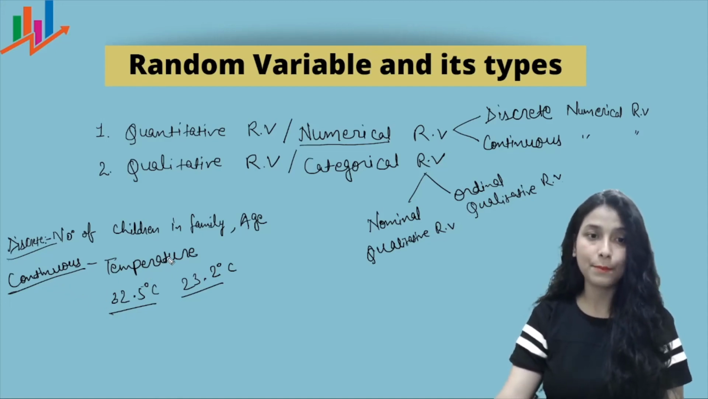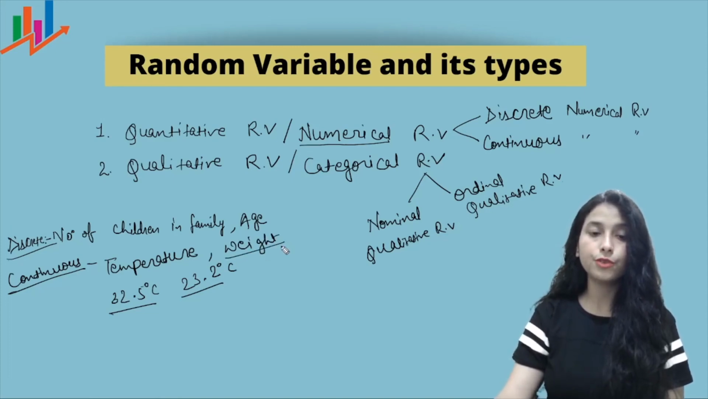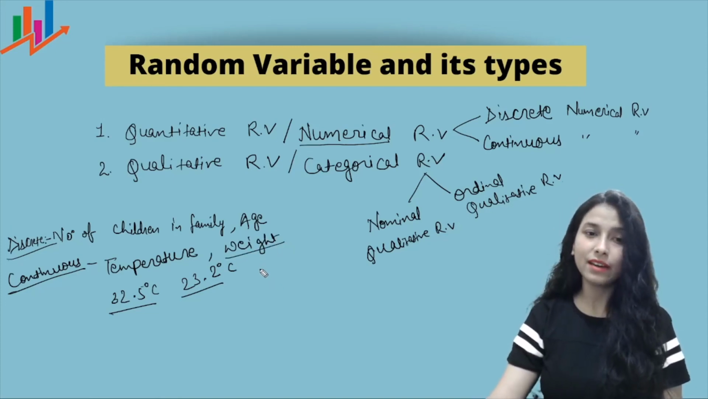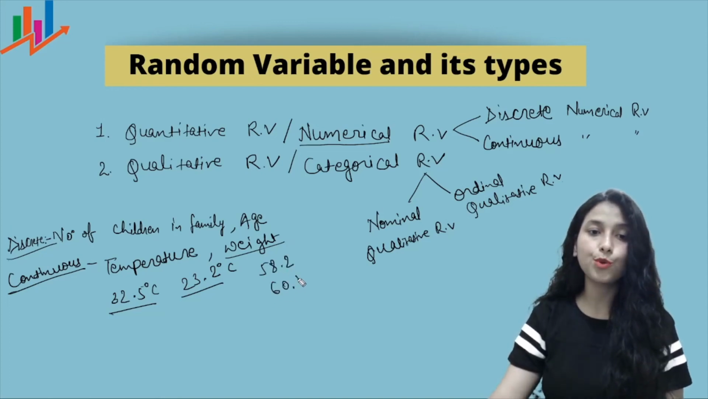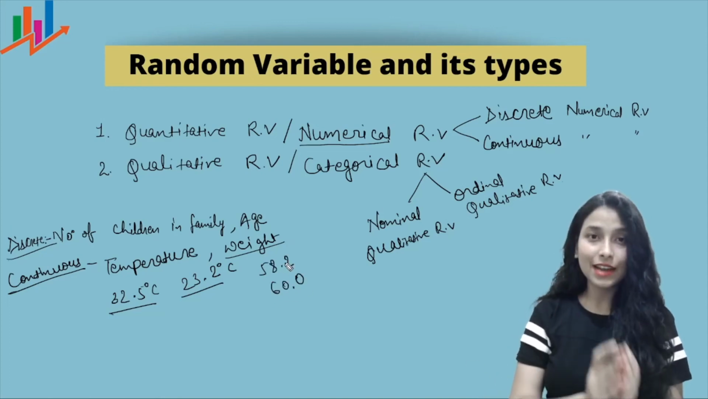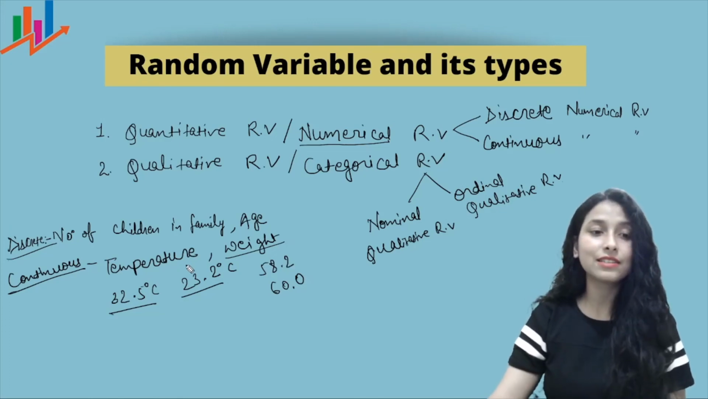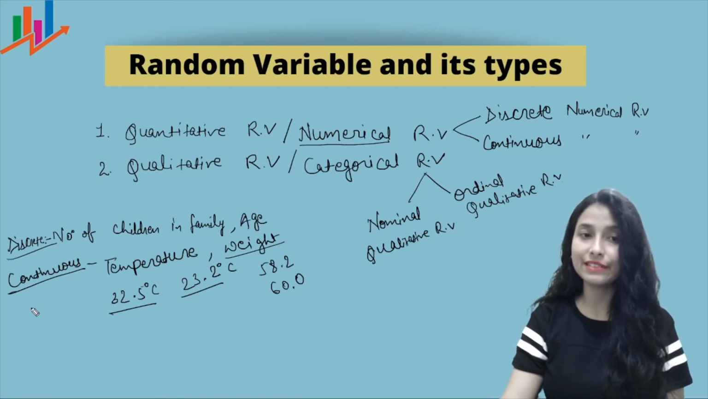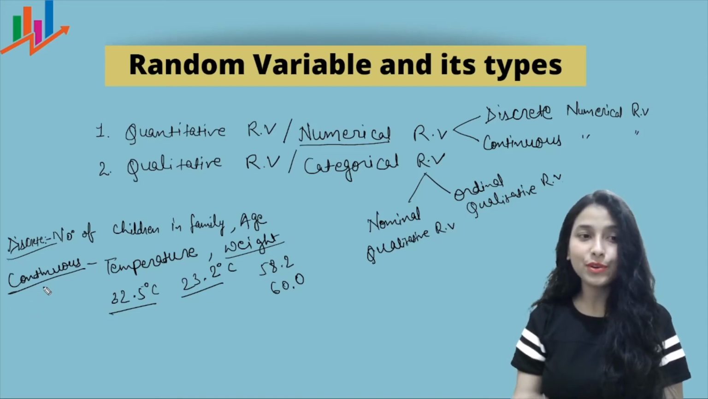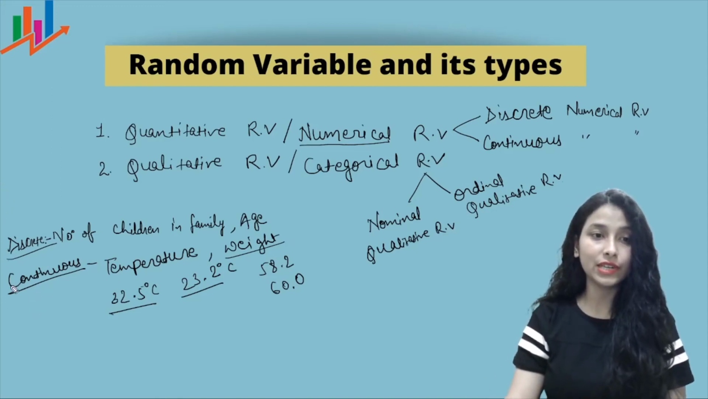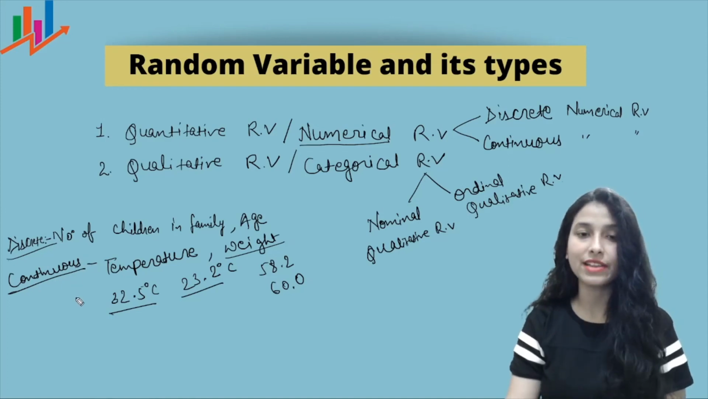Also, one more example is weight. If you are going to measure your weight, it may be 58.2 or let's say 60.0. This kind of number, which is in the continuous form, is termed as continuous numerical random variable. I hope you understood the difference between discrete and continuous random variable.